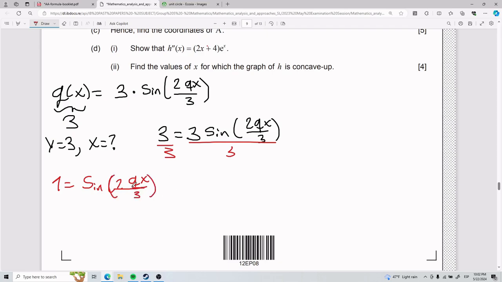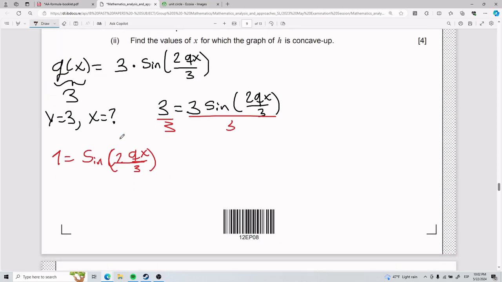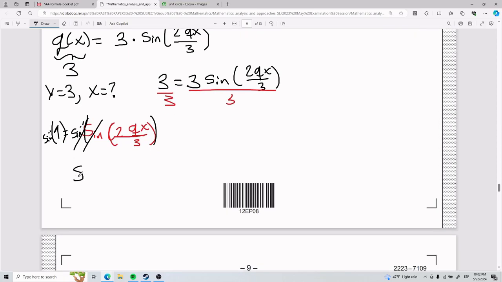Now, the most annoying thing from this step right now is that you have a sine going around. So guys, how do you get rid of sine? What is the opposite of sine? The opposite of sine is sine inverse. So if you do sine inverse to both sides, you're going to end up with this going away with this, and so sine inverse of 1 is going to equal 2qx divided by 3.